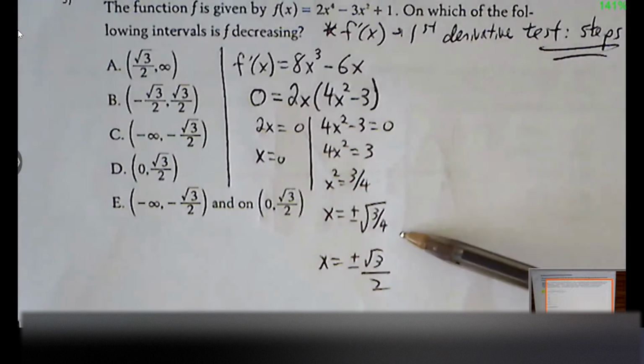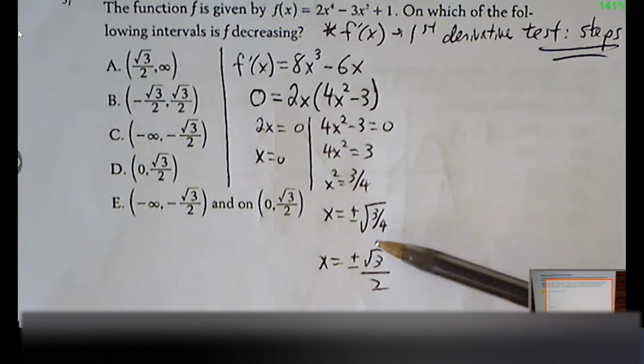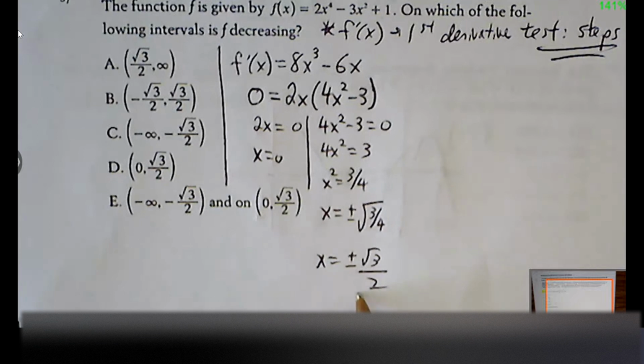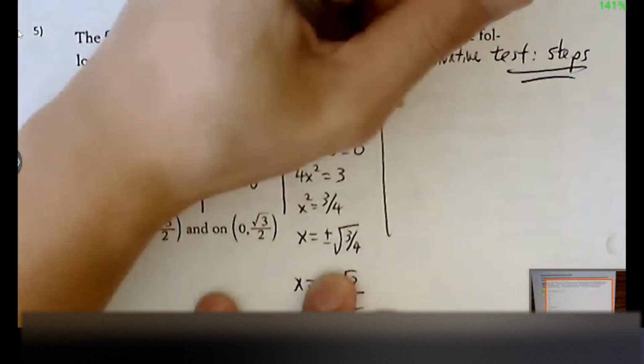So I have 4 under a square root, so I'm going to just resolve that square root of 4 to be 2, but then there's plus or minus involved, so I have 3 critical points. I have 0, positive root 3 over 2, and negative root 3 over 2. So all of those values can go onto my sign line.